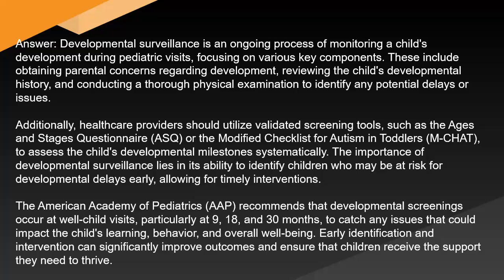The importance of developmental surveillance lies in its ability to identify children who may be at risk for developmental delays early, allowing for timely interventions. The American Academy of Pediatrics recommends that developmental screenings occur at well-child visits, particularly at 9, 18, and 30 months, to catch any issues that could impact the child's learning, behavior, and overall well-being. Early identification and intervention can significantly improve outcomes and ensure that children receive the support they need to thrive.